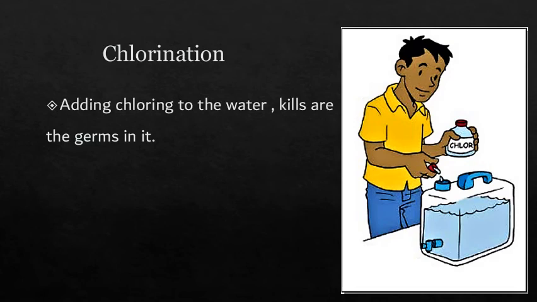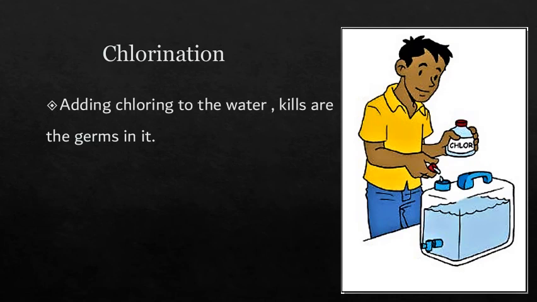It acts like how boiling works. When you boil, it kills all the germs in it. In the same way, chlorine also kills all the germs in the water. So adding chlorine to the water kills all the germs in it. The reason we use chlorination is, if you are boiling 1 liter of water, it might take 15 or 20 minutes to boil it.